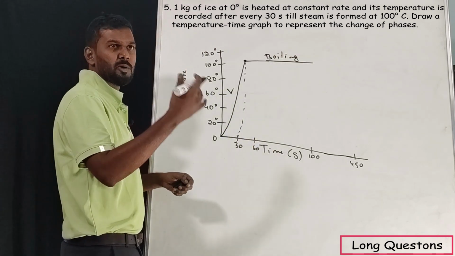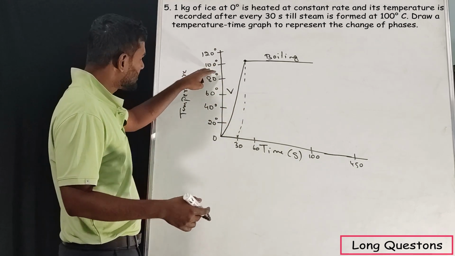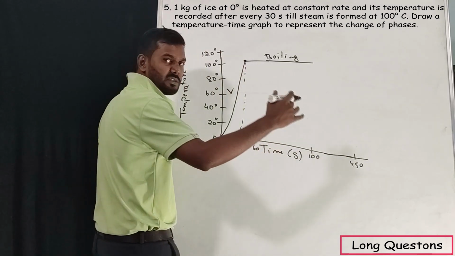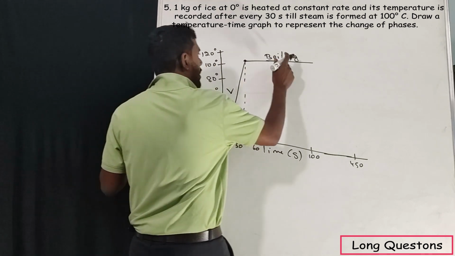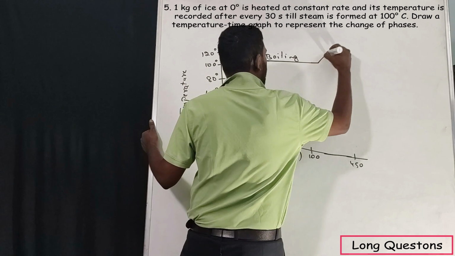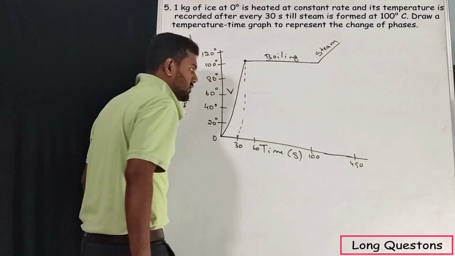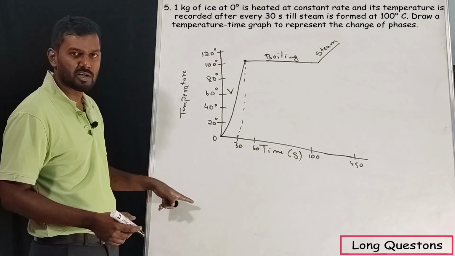If you keep on heating, you're not increasing the temperature, actually, it is at 100 degrees Celsius only, but as the time increases, if you keep on heating at the same 100 degrees Celsius, after boiling it will be converted into steam. That's it. So this is the graph they are looking for. Make sure the lines are straight.